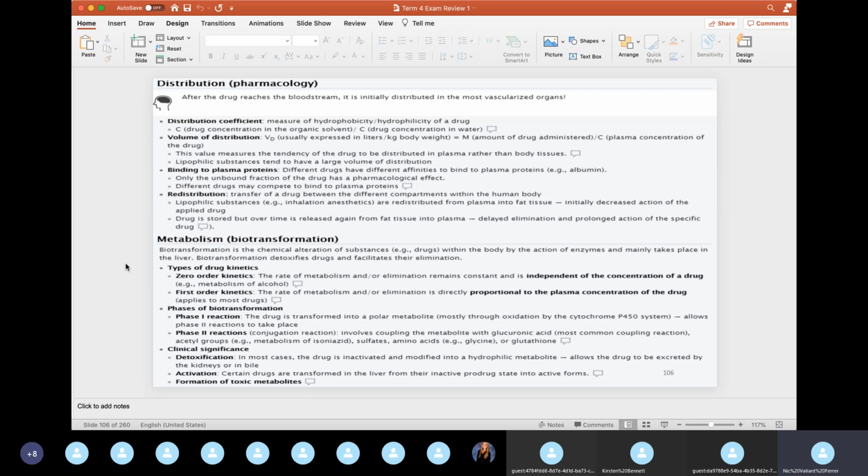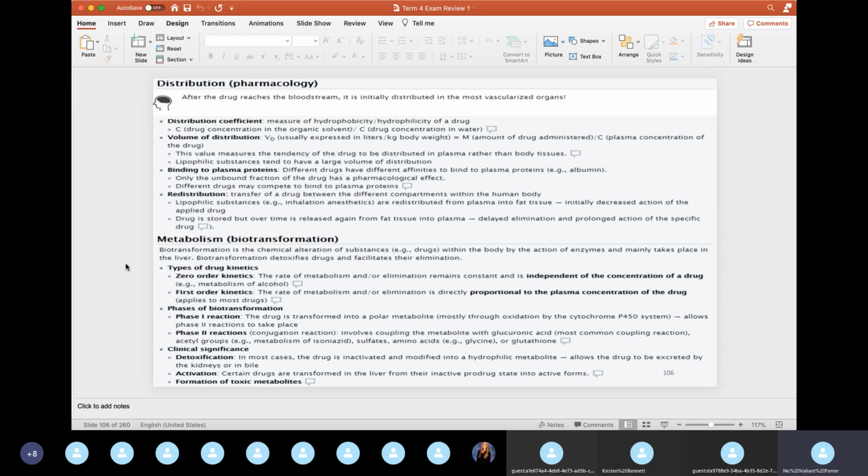Do I need to know the formula? Yes, this is like term 1 stuff. You already know this one. Increase in VD, where does the drug go? In the plasma or in the fat? Where do you think it goes? Increase in VD? Fat, so lipophilic, right? They go into the fat cells. If it's decrease in VD, it stays in the plasma. Okay. Don't forget that the drugs, they bind to albumin. They bind to plasma proteins. And some drugs, specifically inhaled anesthetics, they undergo redistribution.